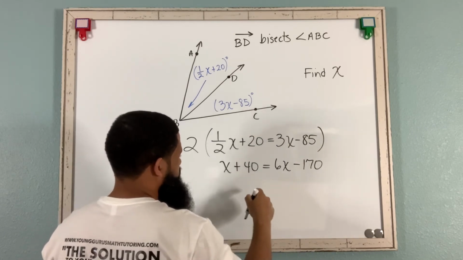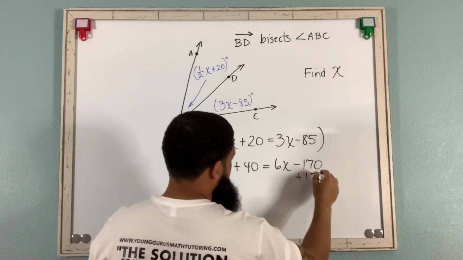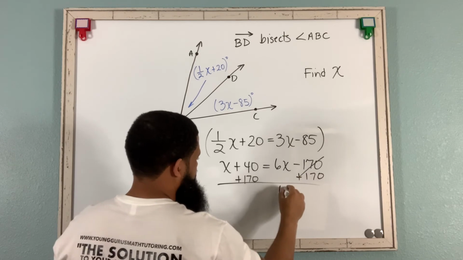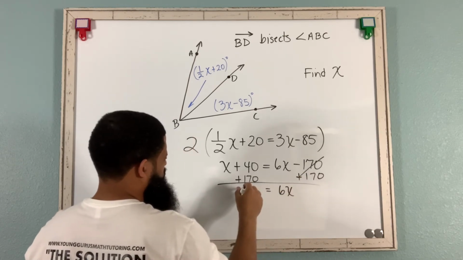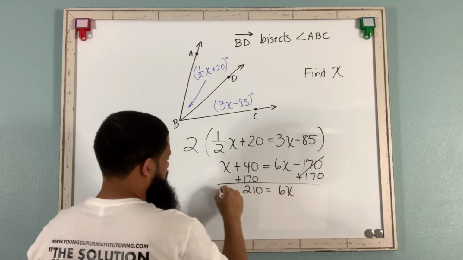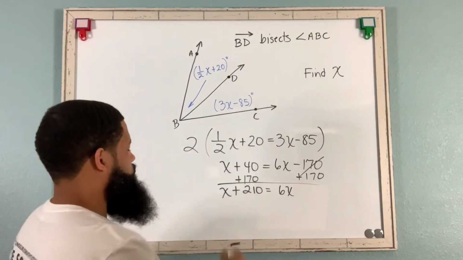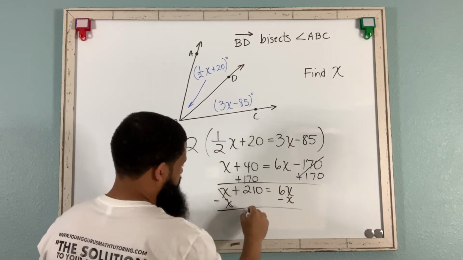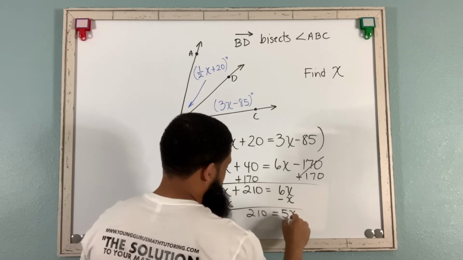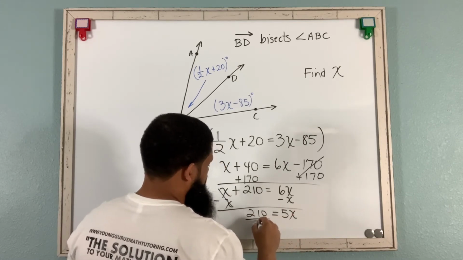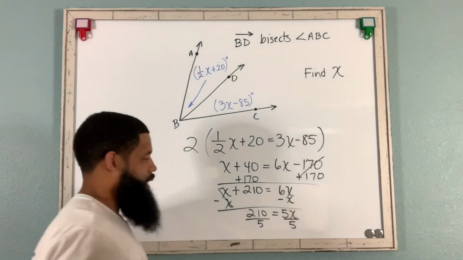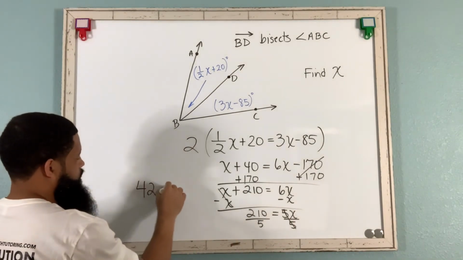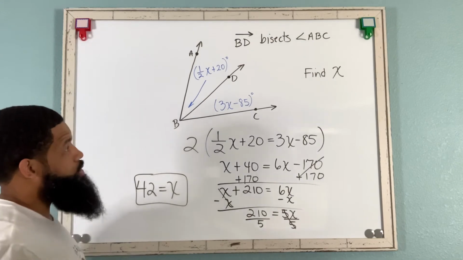Now let's add 170 to both sides. That cancels, and I have x plus 210 is equal to 6x. Then, subtracting x, I get 210 is equal to 5x. If I divide that by 5, I get 42 is equal to x. All right, 42 is equal to x.